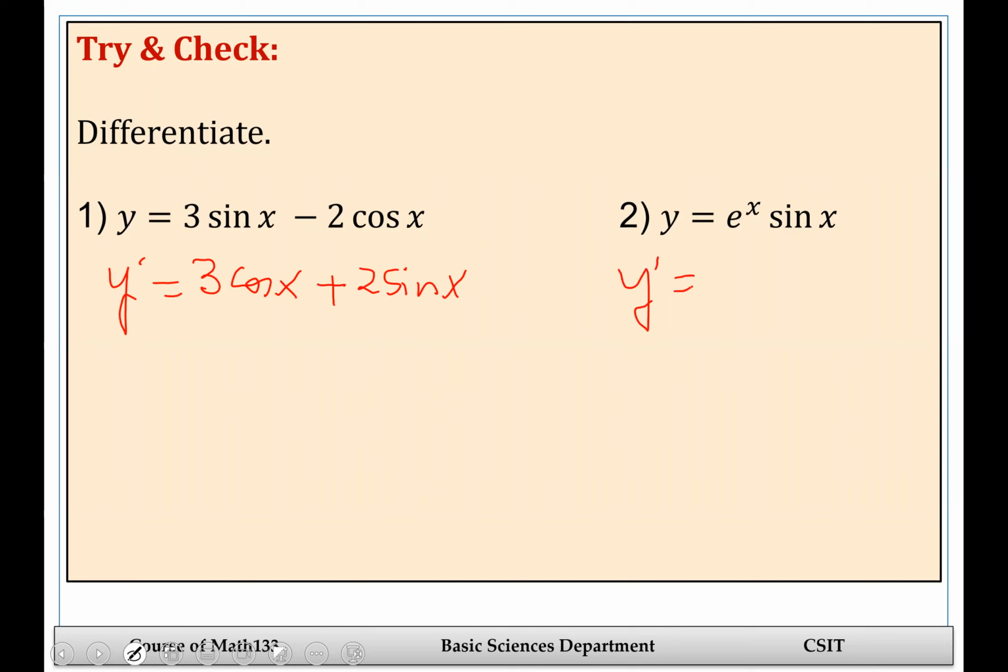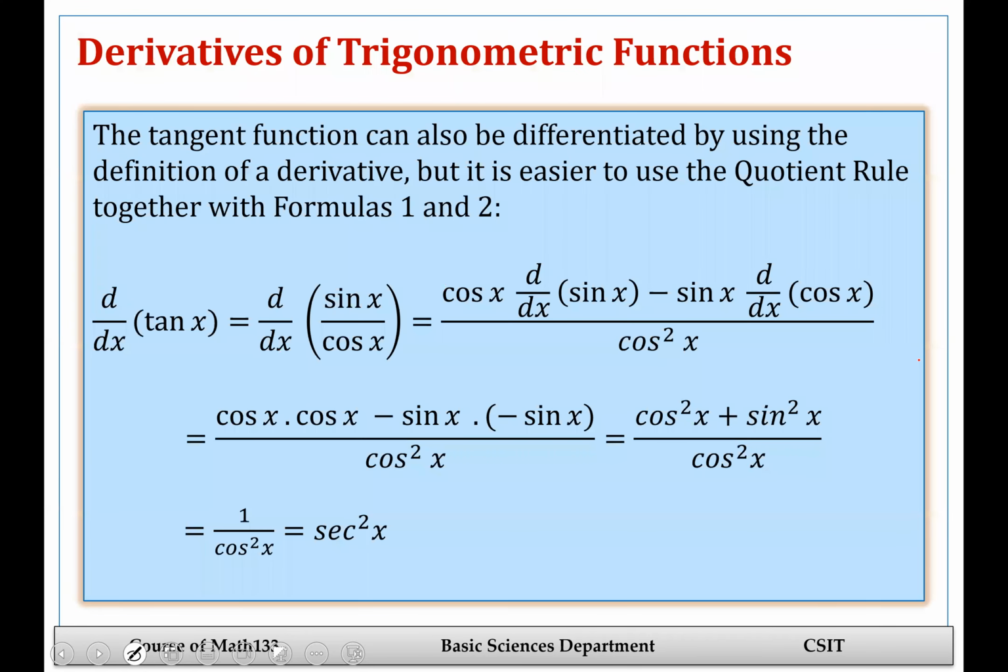So y prime is equal to derivative of e^x, it's the same. Okay, so all the time here we apply the product rule, and I will keep sine as is. Then plus e^x, it's like without derivative, times the derivative of sine, which is cosine. Finally, I can put e^x common factor, so it's e^x times sine x plus cosine x. Okay, so that's it for the try and check.